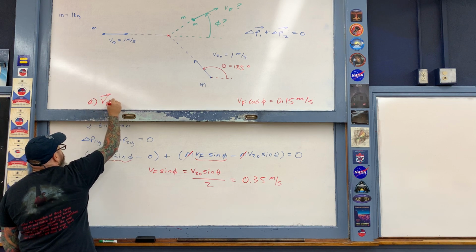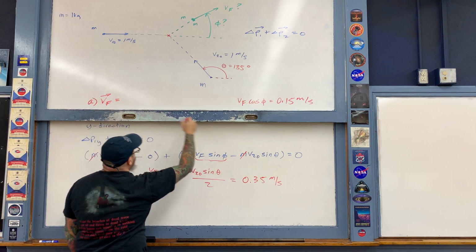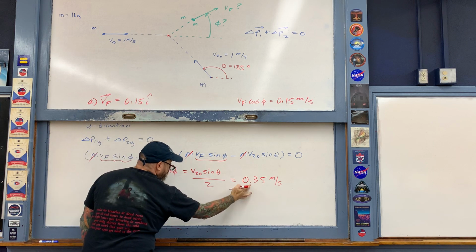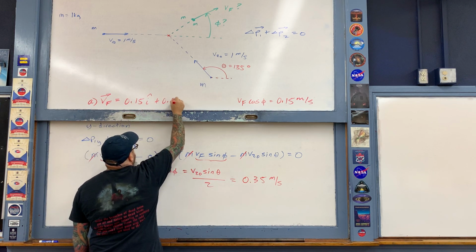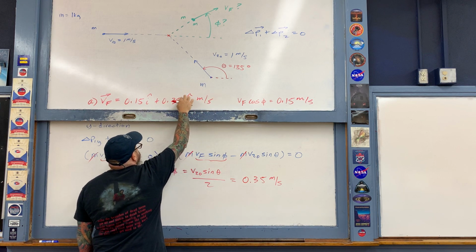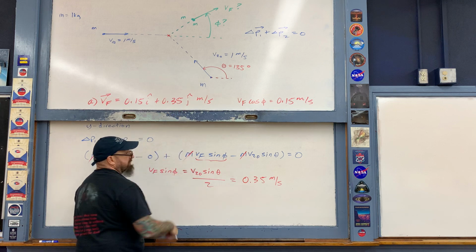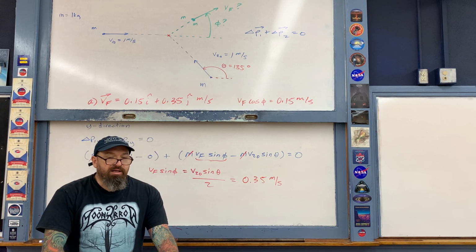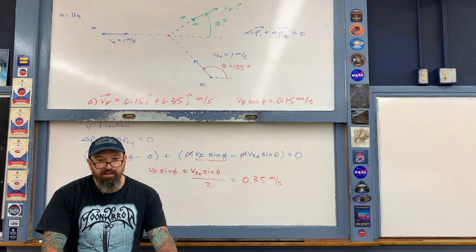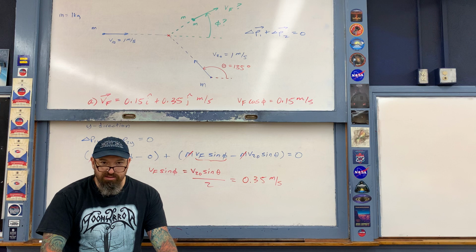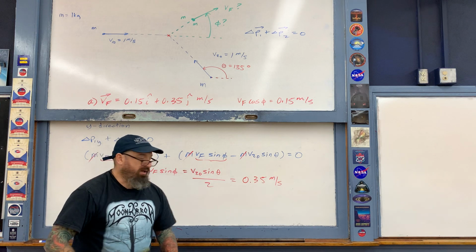In vector form, v final is equal to, first of all, 0.15 i hat, and then plus 0.35 j hat meters per second. We have here a first quadrant vector for v final, like so. Okay, so that's the first portion of the problem. And the second portion of the problem will calculate the heat loss. Once again, it's a non-conservative force of friction that's causing everything to stick together. Therefore, there's going to be heat loss.